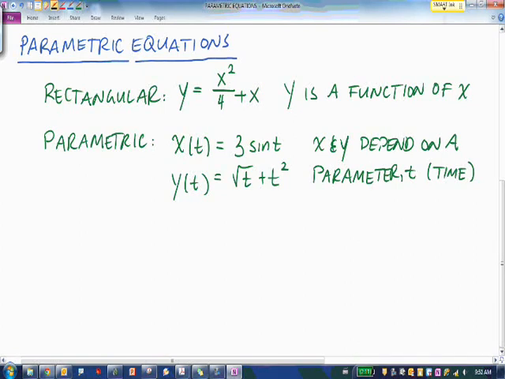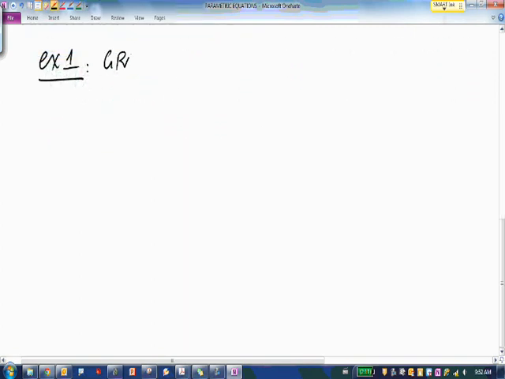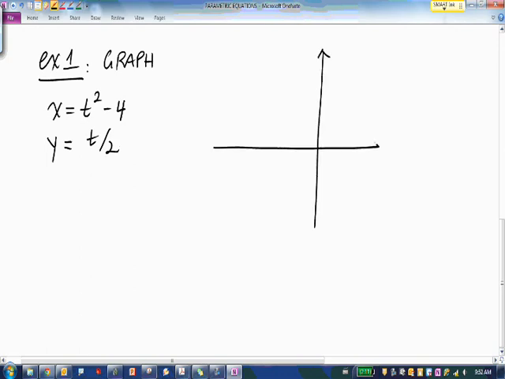Well, the first thing we'll do is go ahead and graph. For example 1, let's assume I am asked to graph the following set of parametric equations. x is equal to t squared minus 4, and y is equal to t over 2. Okay, so how do we graph this? It turns out that when we draw the graph of this, we're only going to graph it in the xy plane.